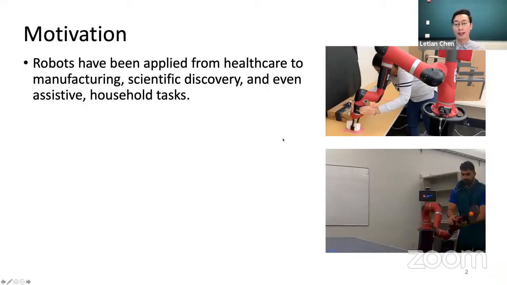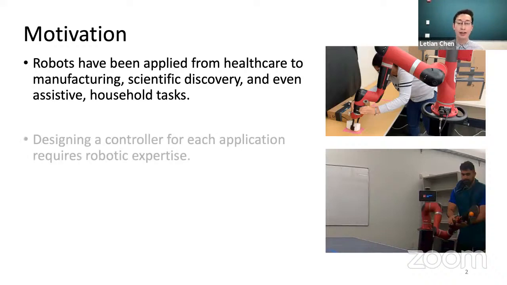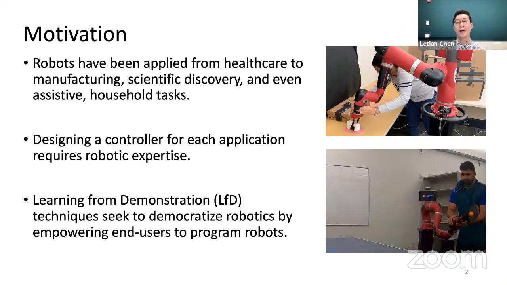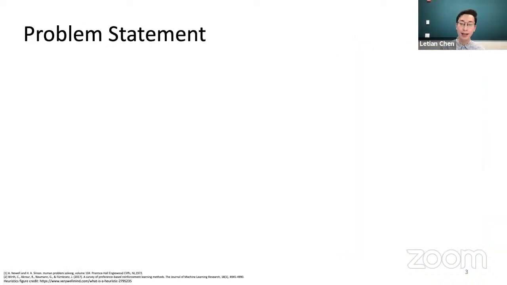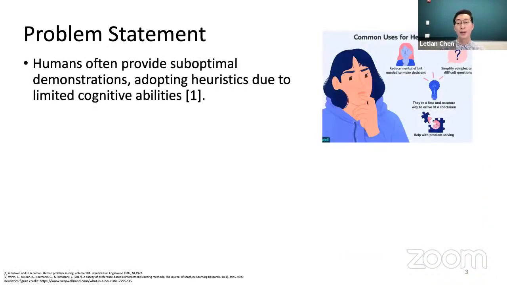Researchers are developing robots for applications in healthcare, manufacturing, scientific discovery, and even assistive household tasks. However, traditional design of task controllers requires an army of robotic experts for each task, greatly limiting the possibility of robots. In contrast, learning from demonstration techniques empower end users to program robots to achieve their personalized goals without robotic expertise. Humans are often able to give instinctive but suboptimal demonstrations that could be leveraged for robot learning from demonstration.